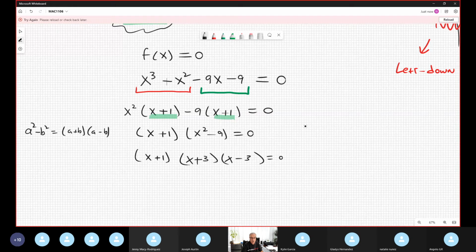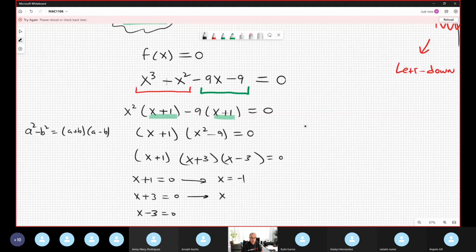Therefore, you apply one more time the zero factor property. When you have three factors equal to 0, it is because maybe the first factor is 0, or the second factor is 0, or the third factor is 0. And you solve it. It's negative 1.